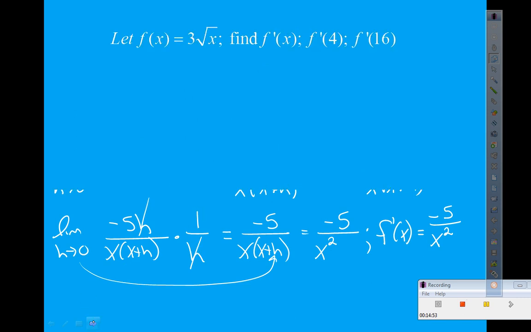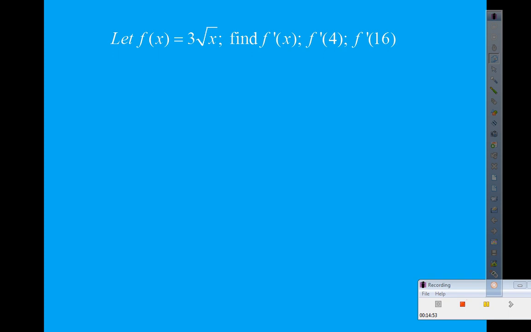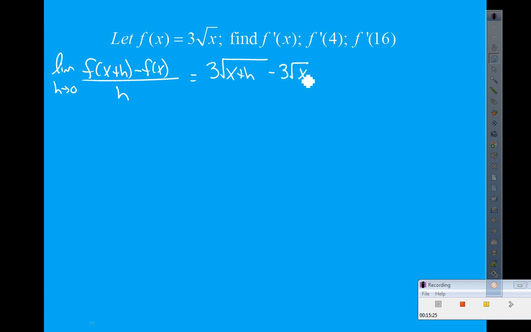Here's my next example. Here comes a radical. Remember in class the other day when we had a radical, we had to use the conjugate? The same thing applies here. We're going to try to find the limit as h approaches 0 of f of x plus h minus f of x all over h. So I'm going to get this. I'm going to get 3 times radical x plus h minus 3 radical x all over h. Okay, I just sub that in.